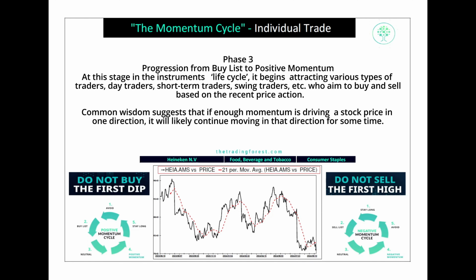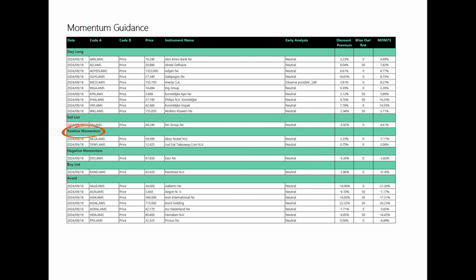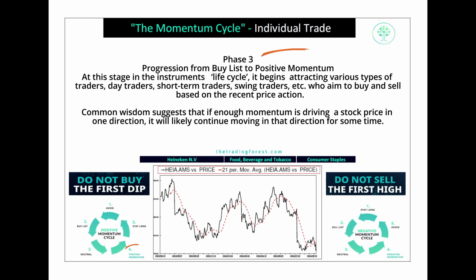Phase 3, progression from buy list to positive momentum. At this stage in the instrument's life cycle, it begins attracting various types of traders, day traders, short-term traders, swing traders, etc., who aim to buy and sell based on the recent price action. Common wisdom suggests that if enough momentum is driving a stock price in one direction, it will likely continue moving in that direction for some time.